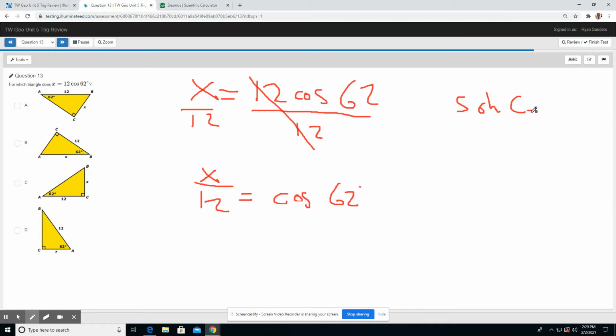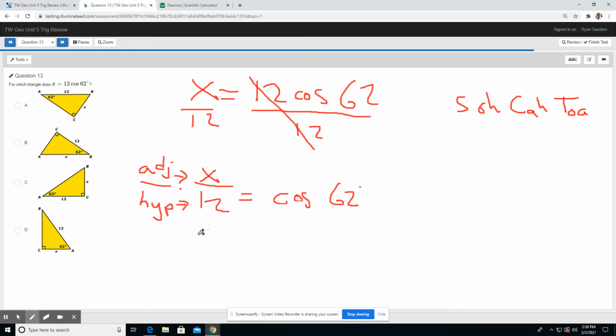So, SOHCAHTOA. Cosine is adjacent over hypotenuse. All right, so the hypotenuse is 12. The adjacent is x.